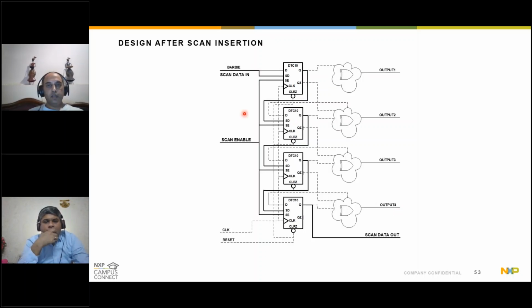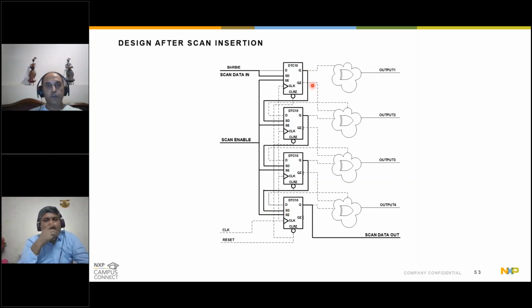So what happens when you make it scannable? Now you can see there are 2 more control inputs added, which are SD and SE. SD is scan data, and SE is scan enable. These are added to all the 4 flops. Scan enable inputs of all the 4 flops are shorted, and the connections are done such that the SD input of one flop is connected to the Q output of the previous flop. You can see this line where my laser pointer is moving. Q output is connected to SD input here. Q output of the second flop is connected to SD input of the third flop. Q output of the third flop is connected to SD input of the fourth flop. So we call it a scan chain.